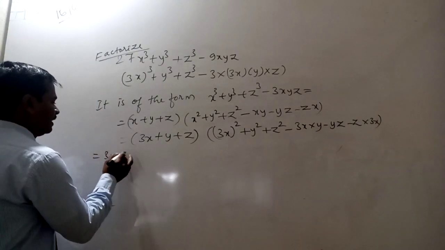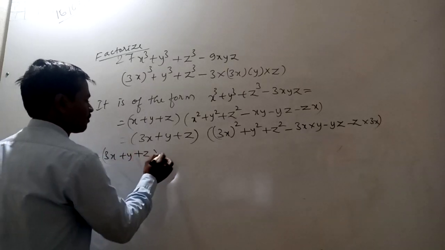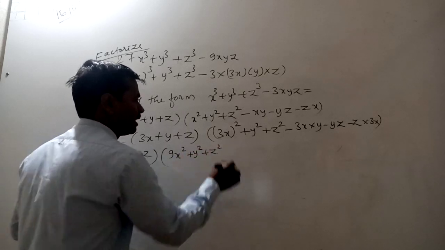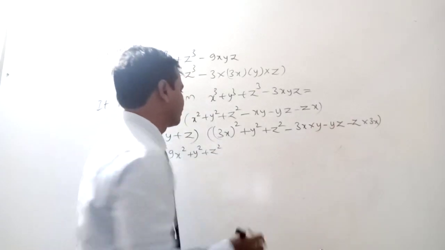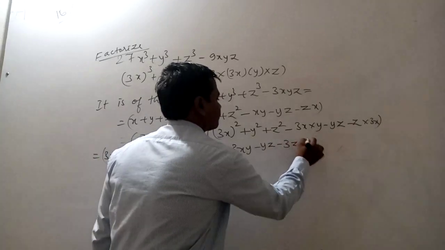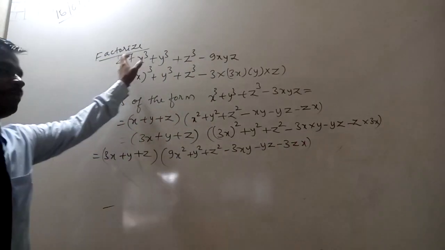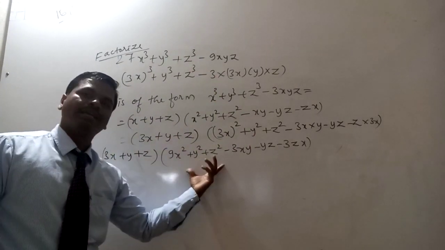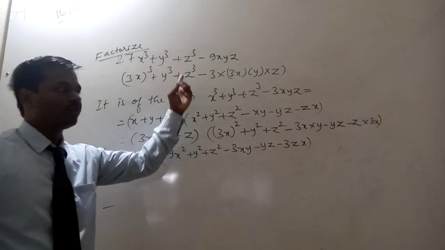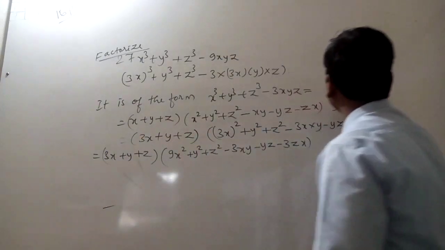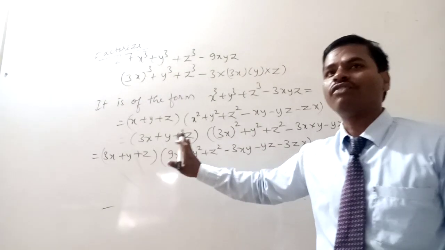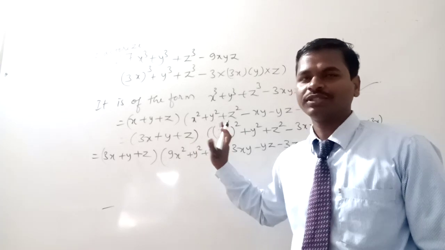You'll have it as the same: 3x plus y plus z. 3 square is 9, so 9x square plus y square plus z square. 3x into y is minus 3xy, minus yz, minus 3zx. This given polynomial is written in the form of first bracket into second bracket. These are the two factors of the given polynomial. We are using this identity formula to write the factors of the given polynomial. Okay?